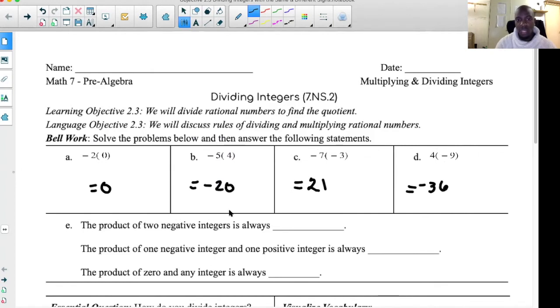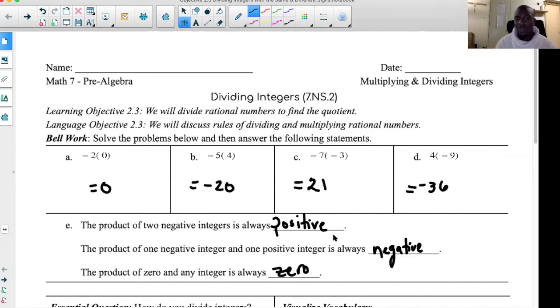So the product of two negative integers like C is always what? Positive. Okay. Whenever you multiply two negatives by each other, they end up becoming positive. Multiplying, not adding or subtracting. I want to make sure we understand that. When we add two negative numbers, the answer is negative. But when we multiply two negative numbers, the answer becomes positive. The product of one negative integer and one positive integer is always negative. Okay? And then the product of 0 and any integer itself is always 0. It doesn't matter if the integer is positive or negative. That's important for us to notice, right?